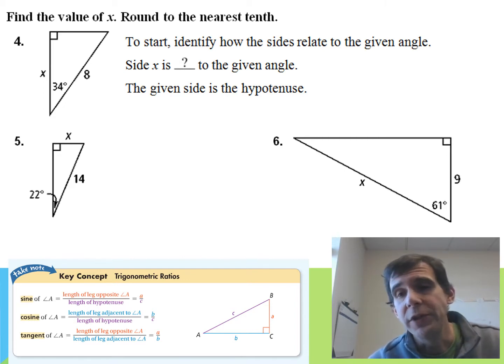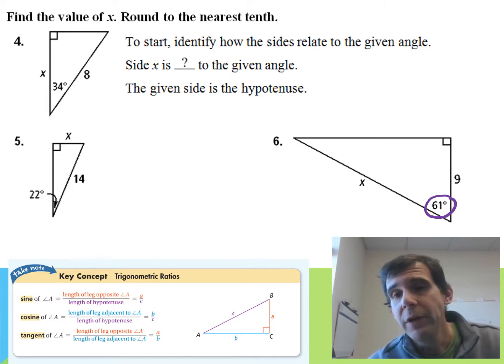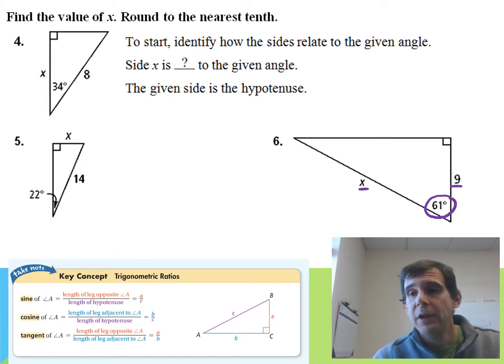So let's take a look first at what we're given. We're given the 61-degree angle, so that's going to be our angle. We're given one of the legs, and we're given an unknown side here. So let's take a look at what we've got.